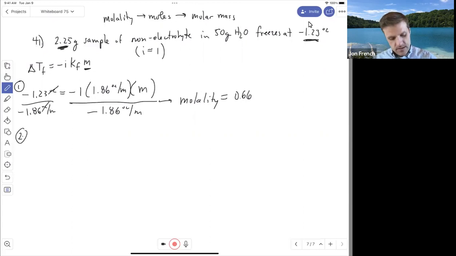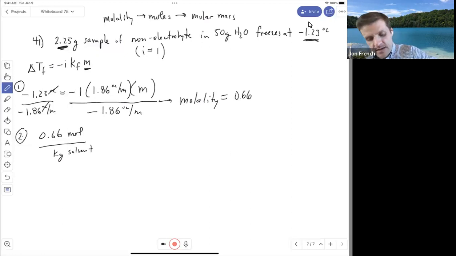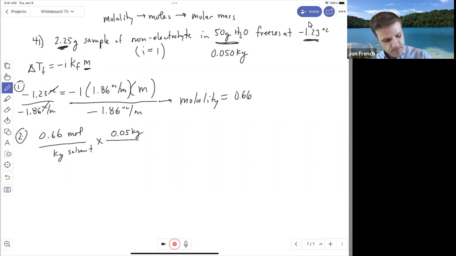So molality is moles per kilogram of solvent. They tell us we've got 50 grams of solvent. 50 grams is 0.05 kilograms. So now we can find moles. So 0.05 kilograms of solvent, kilograms cancels out.